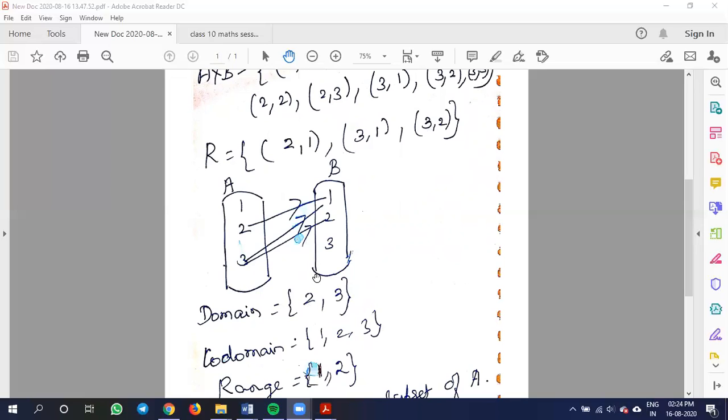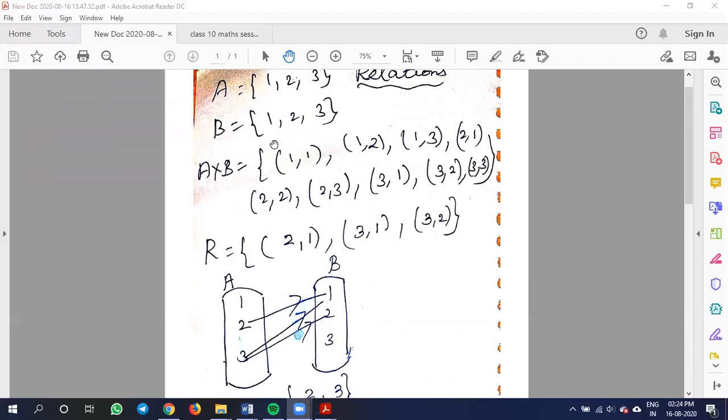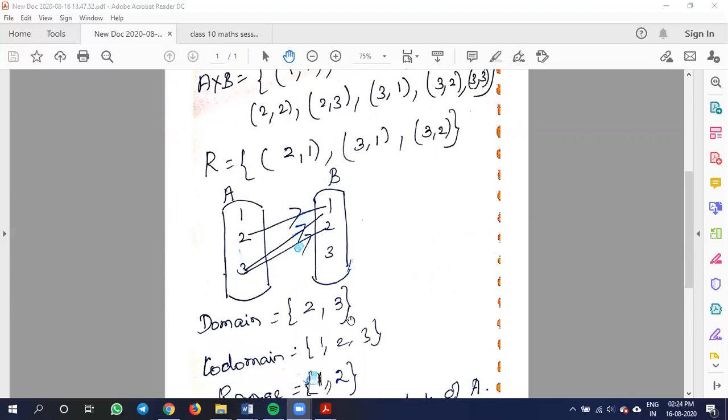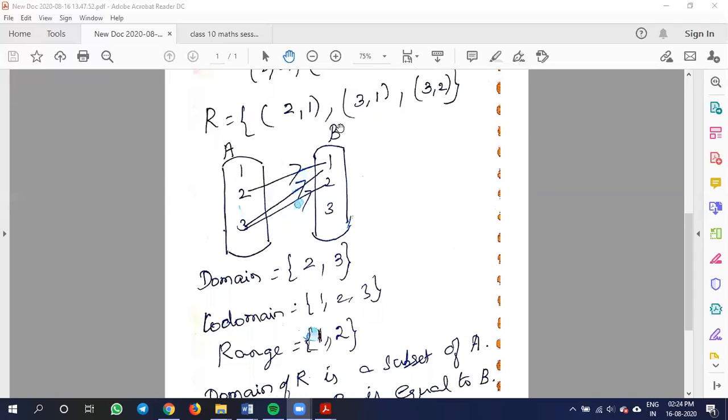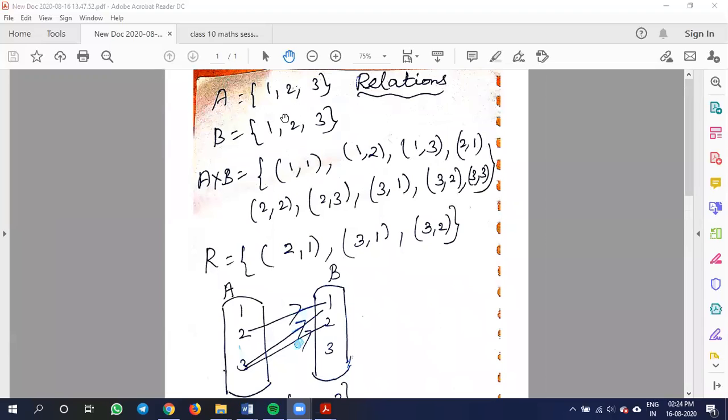Next is the codomain. For finding the codomain, you have to go to our original set. What are the elements of B? 1, 2, 3. That is called the codomain. Domain means you look at the relation and take the first elements of the relation, 2, 3. Codomain means you go to the original set B, so 1, 2, 3.